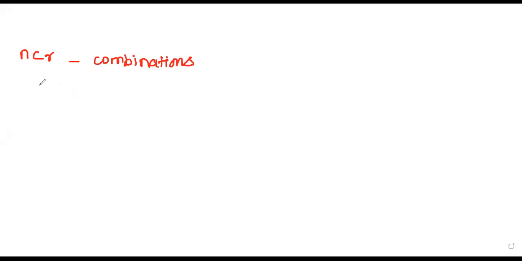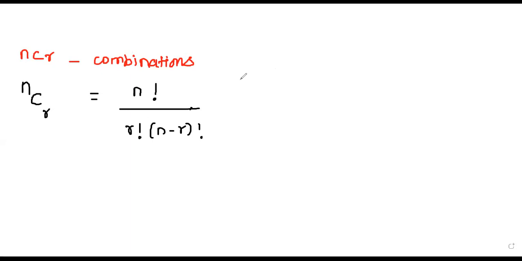Actually, it looks like this. You will write N and a little below it you will put a capital C. You will write R as a suffix. This is how you will write it. N factorial upon R factorial times N minus R factorial. So this is the formula. You know what factorial is, right? You know how to take a factorial?